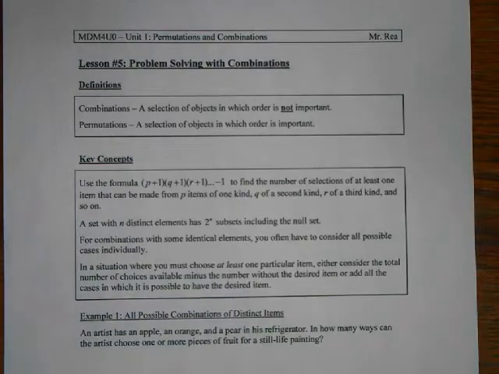Hey everyone, Mr. Ray here with our next lesson in data management. Unit 1, we're looking at ways of counting things. It's called permutations and combinations.